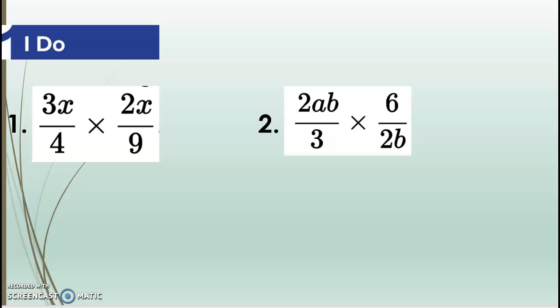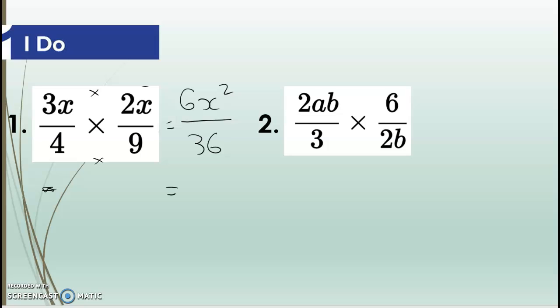Number 1, 3x over 4 times 2x over 9. So to combine these, we can simply multiply the tops and then multiply the bottoms. So multiply the numerators, you get 3x times 2x, and so you get 6x squared. So I've just multiplied those two on the top together. Then on the denominator, I do 4 times 9, gives me 36.